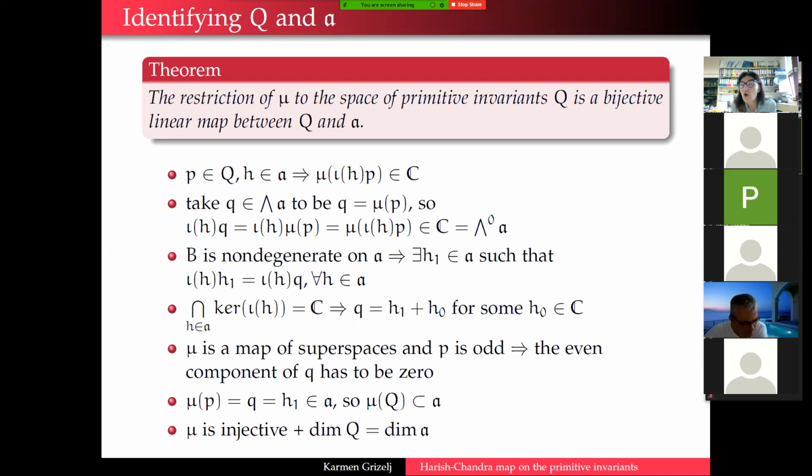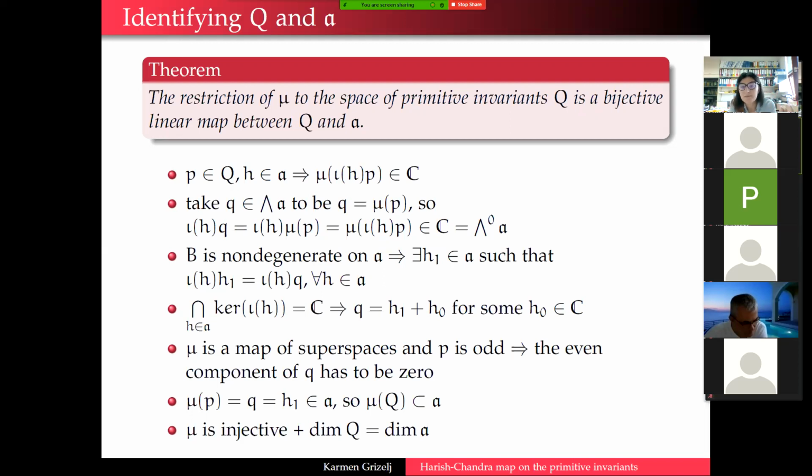But we know that the Harish-Chandra map is a map of superspaces, and P is an odd element. Yeah, maybe I didn't mention that part. I said that we know in which degrees our primitive invariants can appear, but they're always odd.